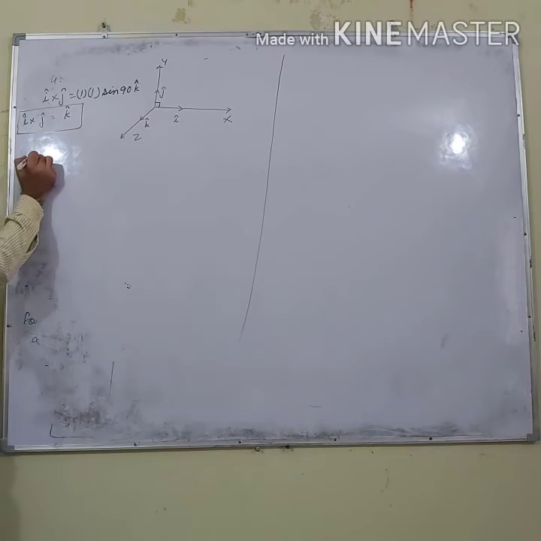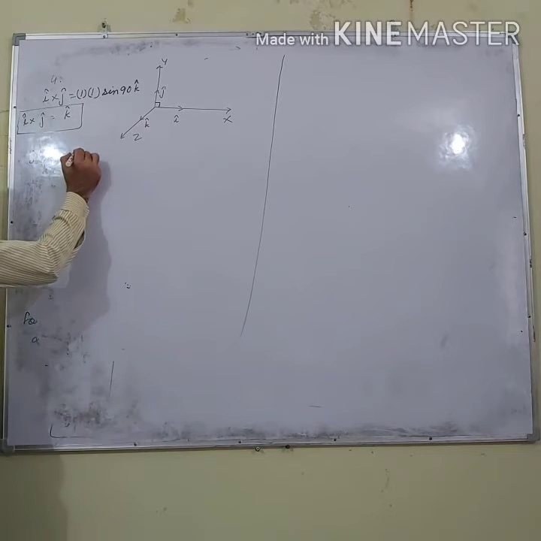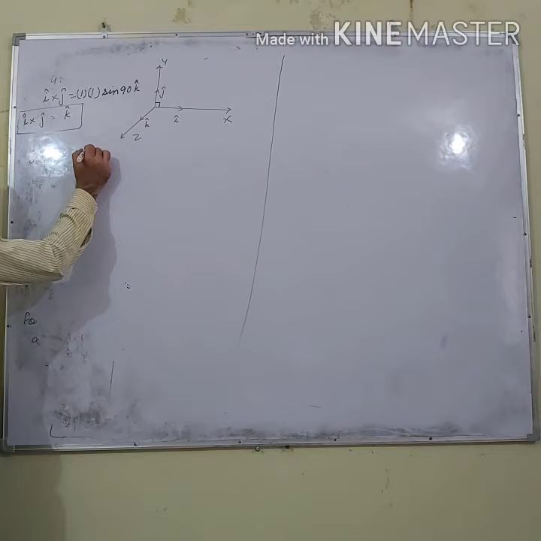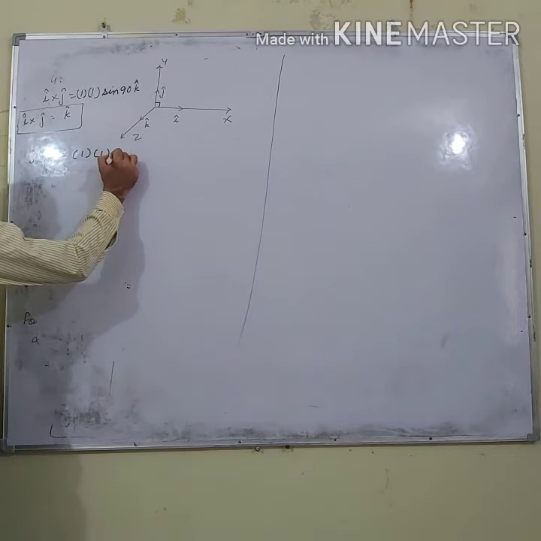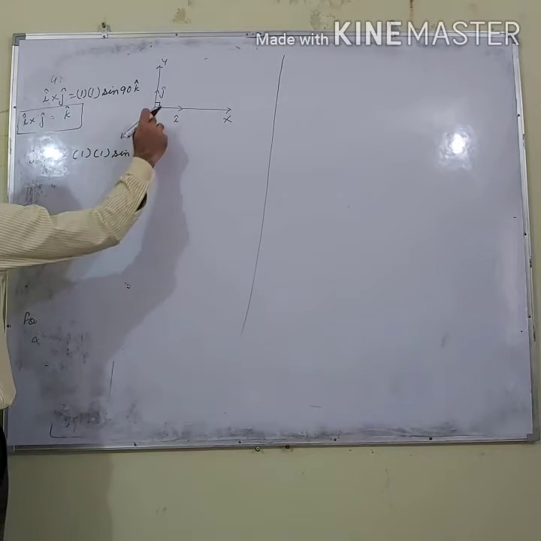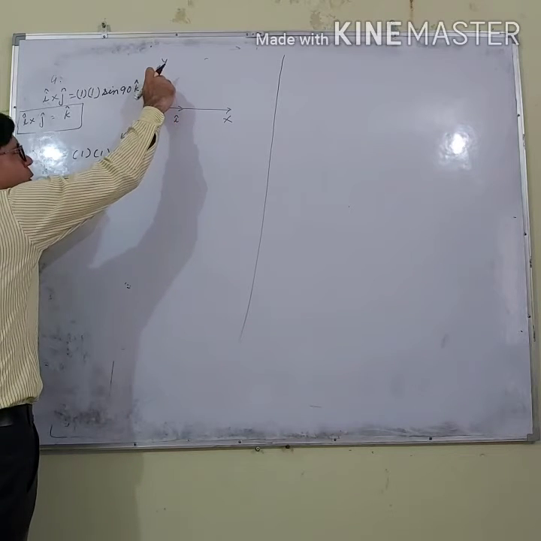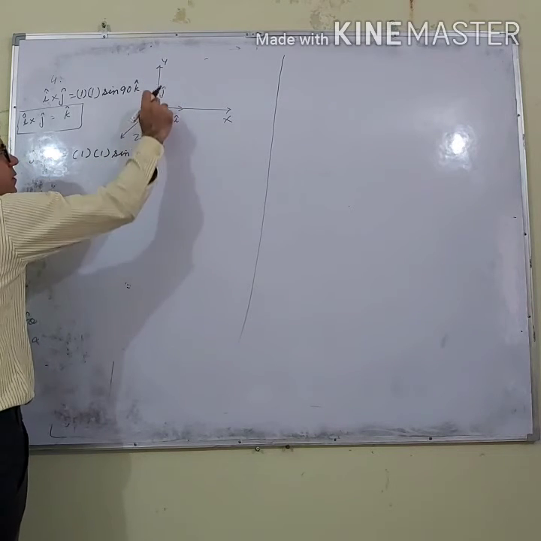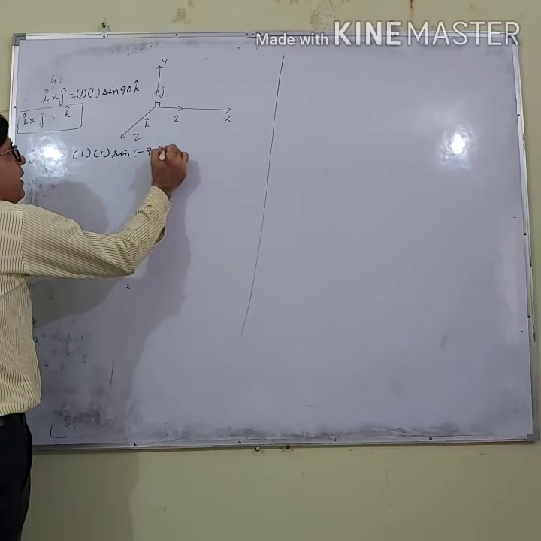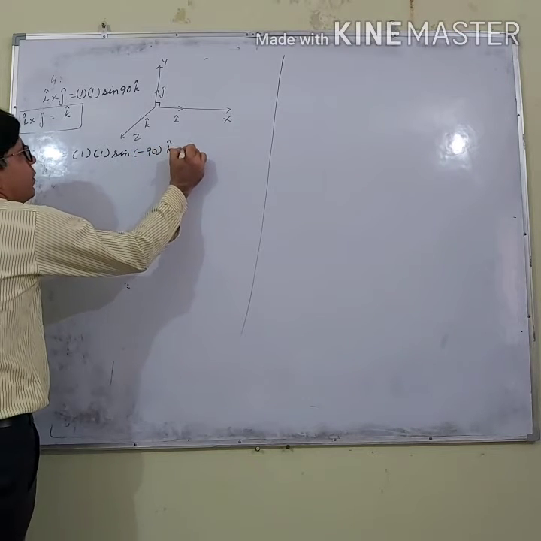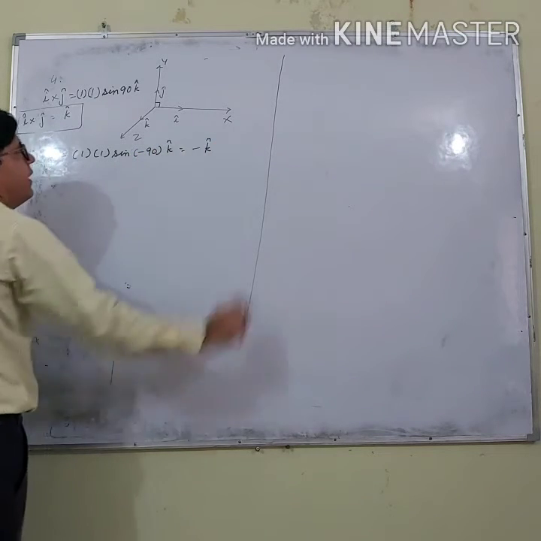If I say j cross i, what is j cross i? Magnitude of j is 1, i is also 1, and what is the angle between them? If you move from y to x, the angle is clockwise. So this angle is minus 90, and the result is minus k cap.